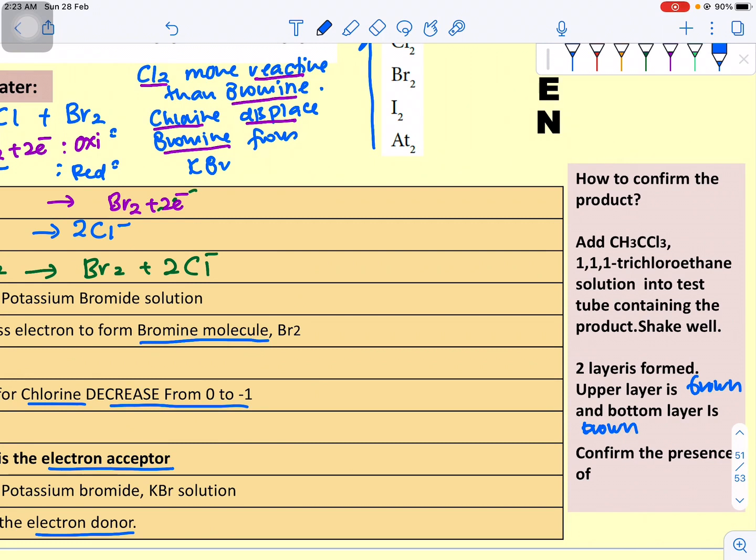Confirm the presence of bromine. Okay, because 111 trichloroethane ni dia hanya boleh detect halogen. Halide dia tak detect.